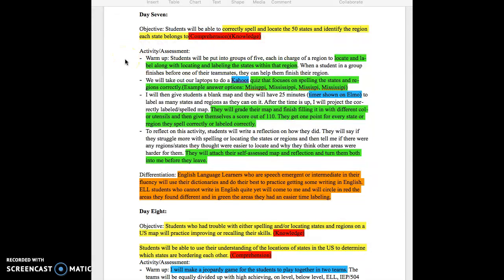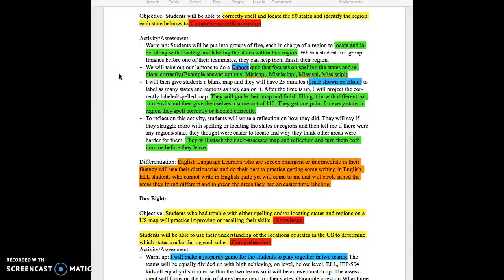And then for the warm-up, they're going to be put into groups of 5. Each person is going to be in charge of a region, and then they're going to have to locate and label the states within their assigned region. And then when someone in that group finishes first, they can help one of their teammates finish the region that they're working on. After that, they're going to take out their laptops and they're going to do a Kahoot quiz that focuses on spelling the states and the regions.